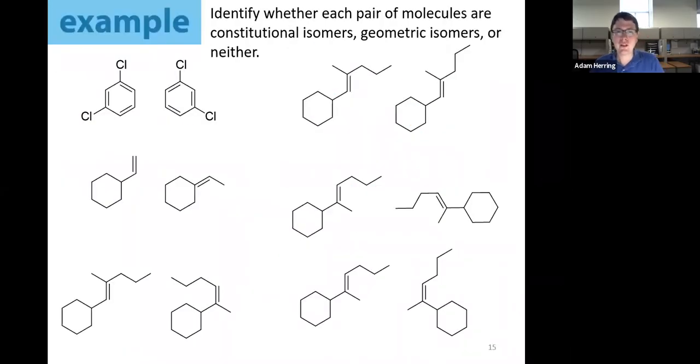All right, here's another set of ones for you to try and identify. I'm not going to go through and explain each of them. So if you do have questions, then come to a help session or ask in office hours or Piazza. But take a minute to try and identify whether these are constitutional, geometric isomers, or neither.